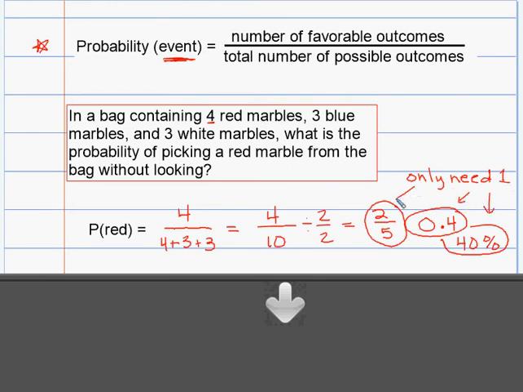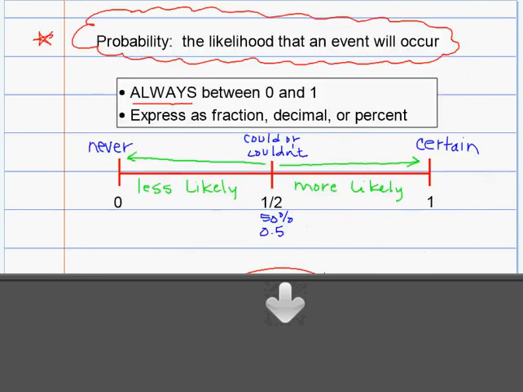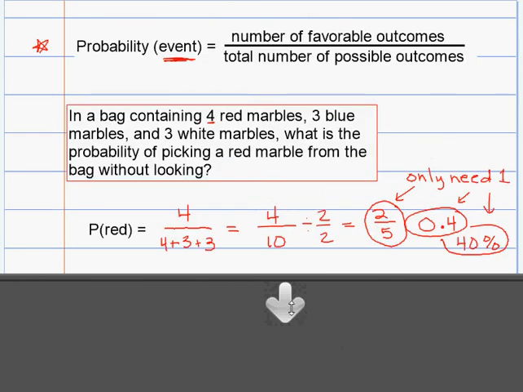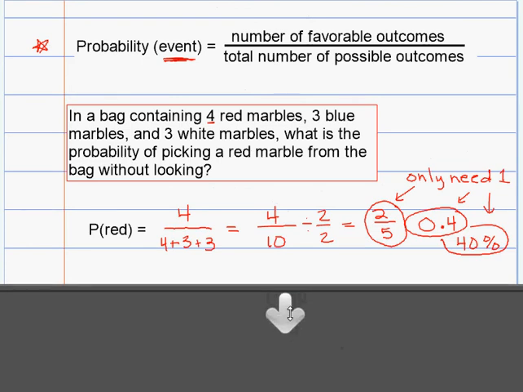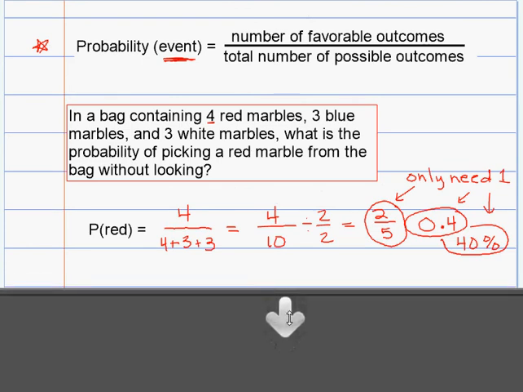Okay, so if maybe 2/5 you can't tell, maybe 0.4 you can tell a little bit better, and 40%, hopefully you know that that's close to half. 4/10 is close to half. So if we go back to this chart, 4/10 would be like here. So it's a little less likely than equally likely, but it's close to maybe happening equally likely that you get a red, or not a red.